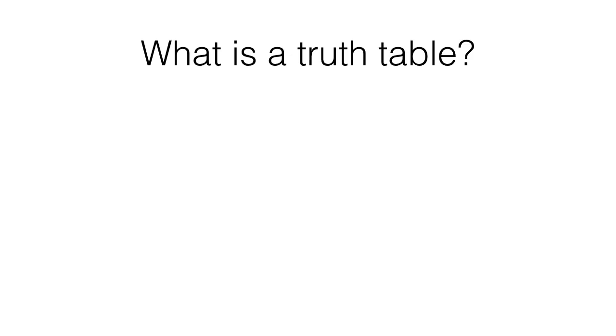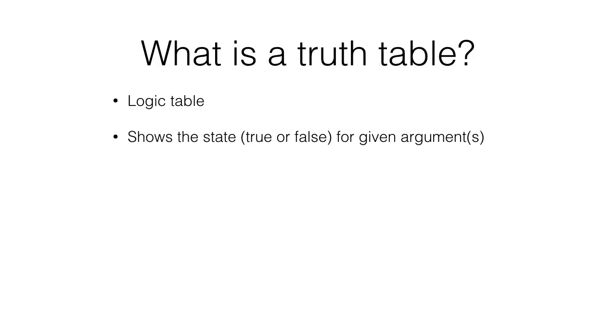What is a truth table? Okay, so we've got pseudocode, and then we have a truth table. It's actually a logic table. All right, so pseudocode is expressing in a logical way, and this is also expressing in a logical way. It's a logic table. It shows the state, true or false, for the given arguments. Well, it's a truth table.